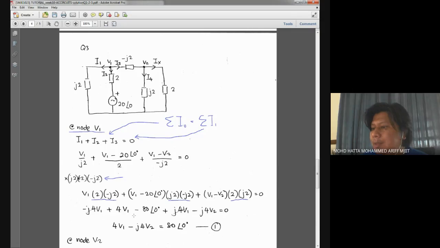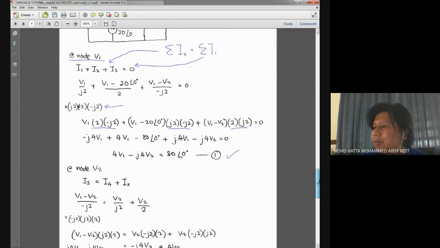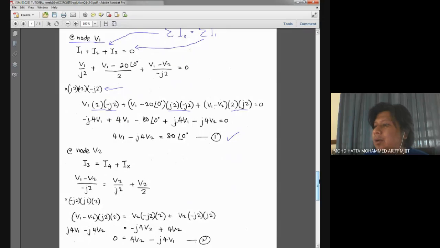Now I simplify my equation, and at the end I will end up with my first equation, equation number 1, given by 4V1 minus JV2 equals 80 with the angle of 0 degrees. Okay, you need to revise how to do this. You need to go through it later on.